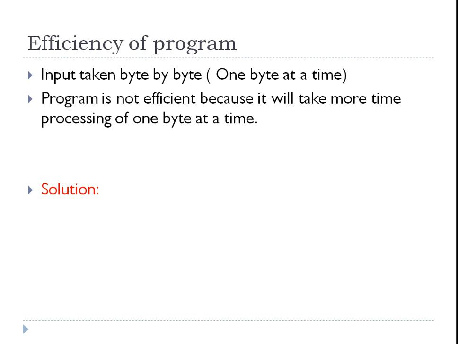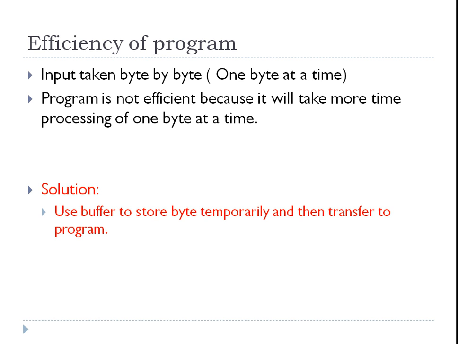Solution: what is the solution? If somehow we can read multiple bytes at a time, okay, so what we will do, we will use a buffer. Instead of reading 1 byte at a time, we will read multiple bytes, store them in a buffer, and then from the buffer we will read multiple bytes. So how can we use a buffer?